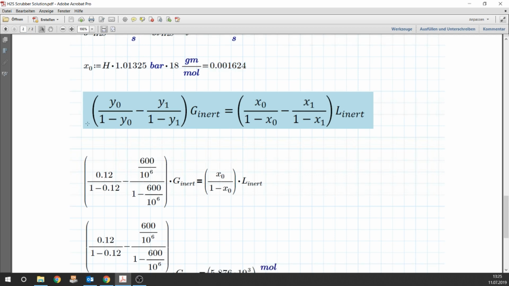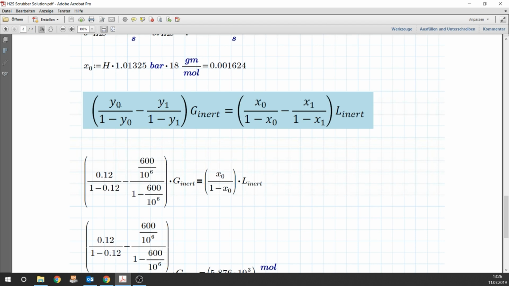This is the balance equation that we derived in class. I'm not going to rederive it here, but in principle we have on the gas side, what goes in minus what goes out is equal to the difference on the liquid side. So what doesn't come out in the gas has to have gone into the liquid, which means in the liquid we have a low concentration coming in and a high concentration coming out.